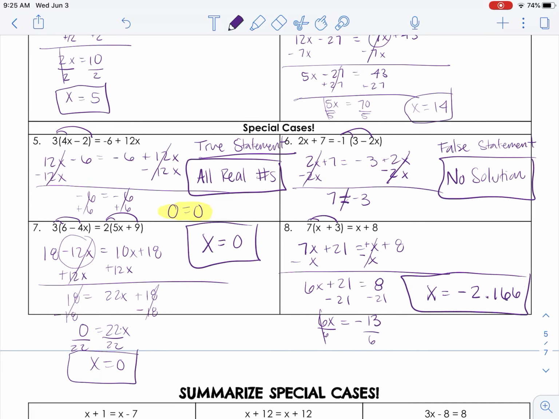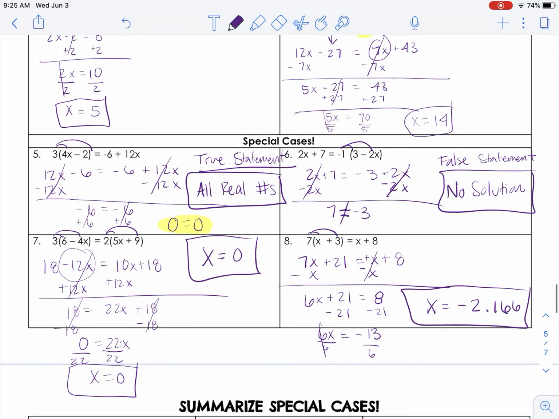But that's okay too, right? We can have decimals and we can have negatives. We just need to look out for these true and false statements. So if it's a true statement, if it's 0 equals 0 or 2 equals 2, that's all real numbers. If it's a false statement, 7 equals 3 or 5 or negative 3, that's going to be no solution.